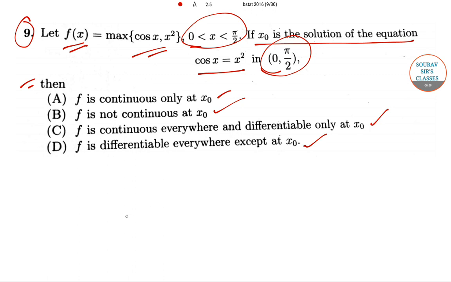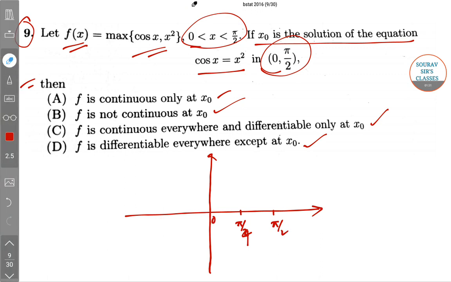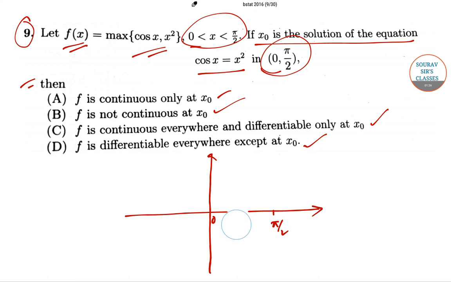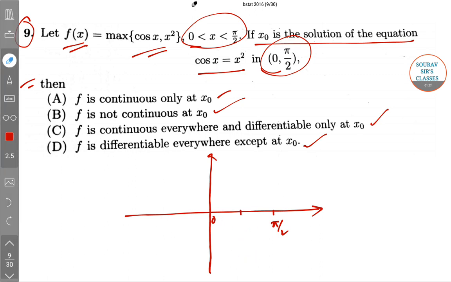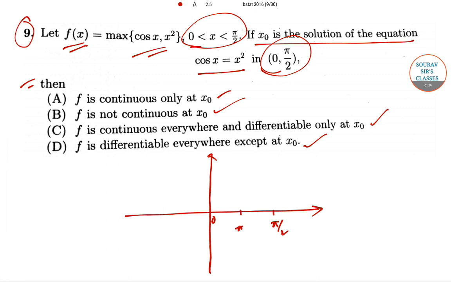So let us first start by drawing the graph. This is the x-axis and this is the y-axis. Let this be pi by 4, and this is pi by 2, and this is 0. Now this is 1 and this is minus 1.